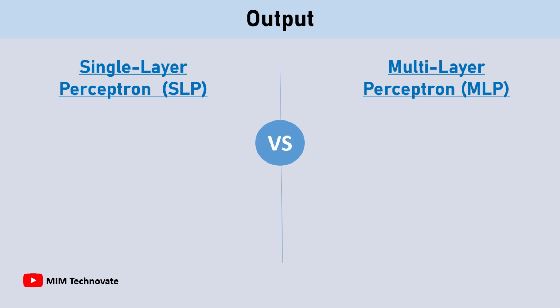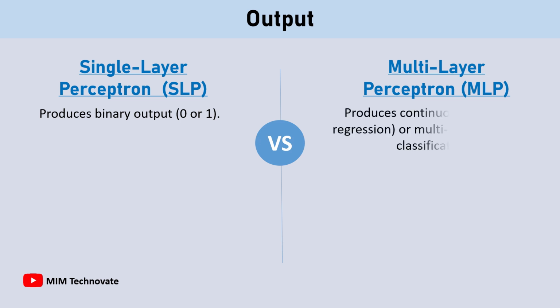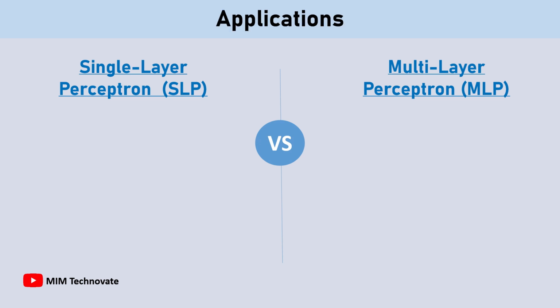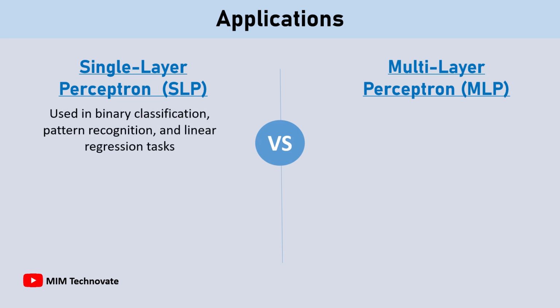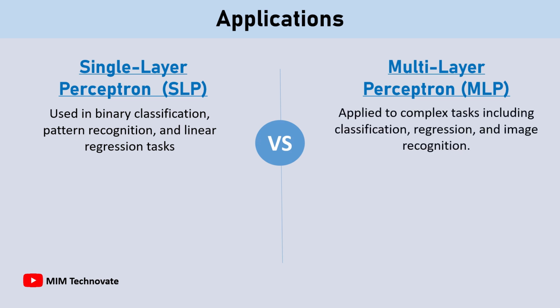Output. SLP produces binary output, 0 or 1. On the other hand, MLP produces continuous output for regression, or multi-class output for classification. Applications. SLP is used in binary classification, pattern recognition, and linear regression tasks. Whereas, MLP is applied to complex tasks, including classification, regression, and image recognition.